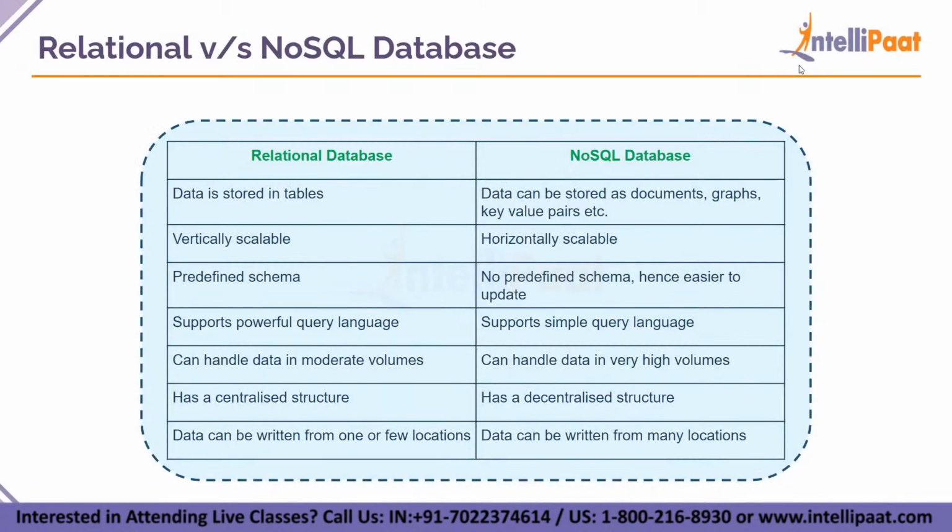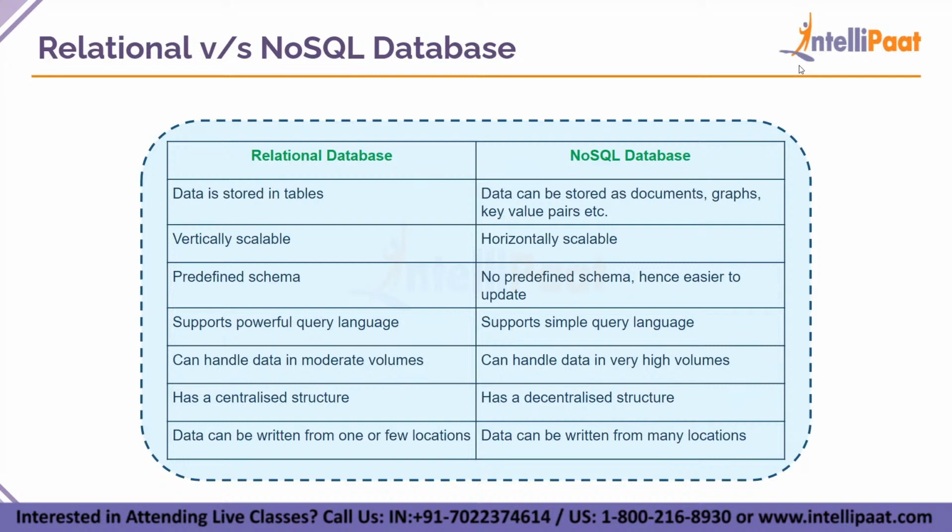So moving on. Conventionally, the databases that we are familiar with are relational databases. NoSQL databases are the other ones that we are going to learn about because CosmosDB is a NoSQL database. So we have to see the difference between these two. First of all, as we have already discussed, in a relational database, data is stored in tables, but in a NoSQL database, data can be stored as documents, graphs, key value pairs, etc.